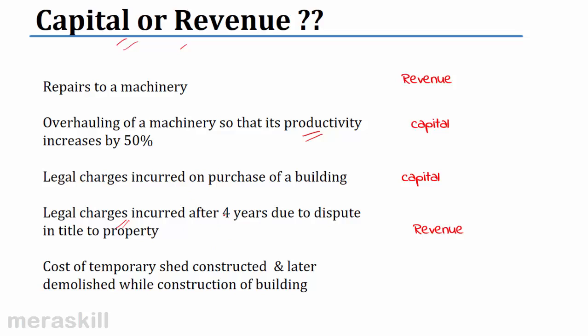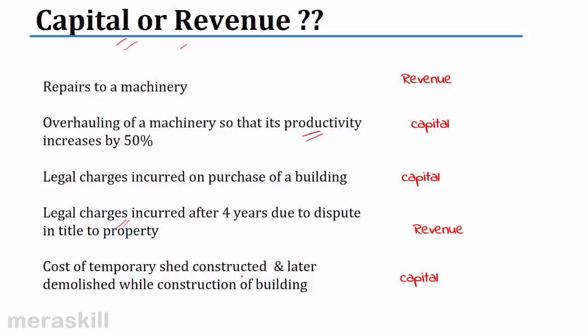Next, cost of temporary shed constructed and later demolished while constructing a building. So I'm making a building, I'm incurring costs on the building. Also, I make a temporary shed, maybe to keep my materials in. And once my building is constructed, I just destroy the shed. This cost of constructing and demolishing the shed, what do I do? Is it revenue? It was a temporary structure after all. Or is it capital?